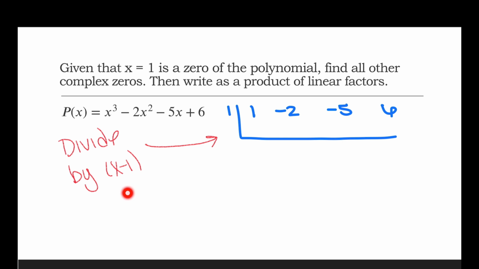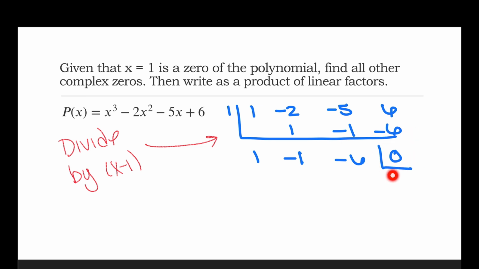If I want to divide by x minus 1, I'm going to put a plus 1 outside of my box. Then I'm going to fill in the coefficients of my polynomial. 1x to the third minus 2x squared minus 5x plus 6. Bring down the 1, 1 times 1 is 1. Add, I get negative 1. Negative 1 times 1 is negative 1. Add, we get negative 6. Finally, negative 6 times 1 is negative 6. I add, and I get 0.